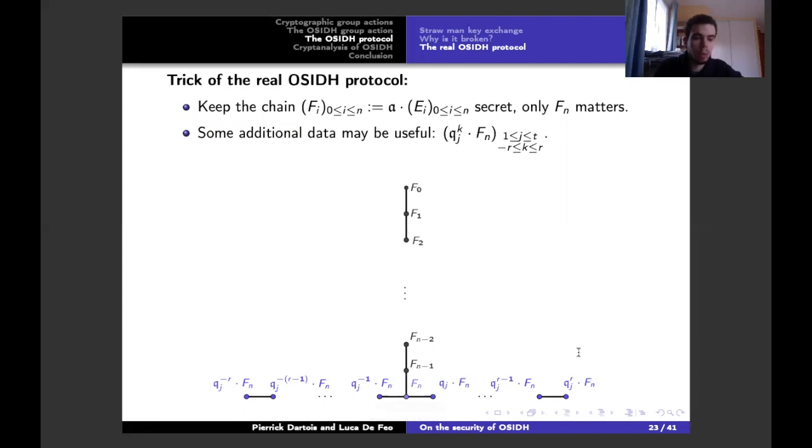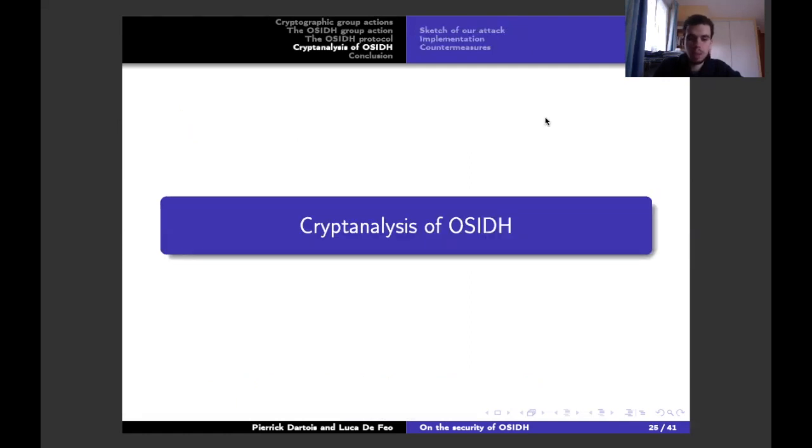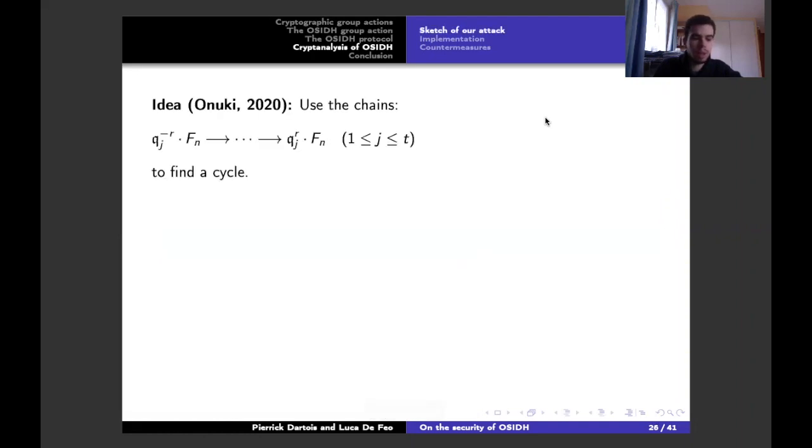Alice and Bob will perform the same protocol, but simply send to each other the action of the QJ in the neighborhood of the ending element they found, and not all the chain. Nonetheless, is it sufficient to make OSIDH secure? The answer is no. Actually, the additional horizontal chains can be used to recover the descending chain kept secret in the key exchange. And as explained, this makes OSIDH vulnerable to a key recovery.